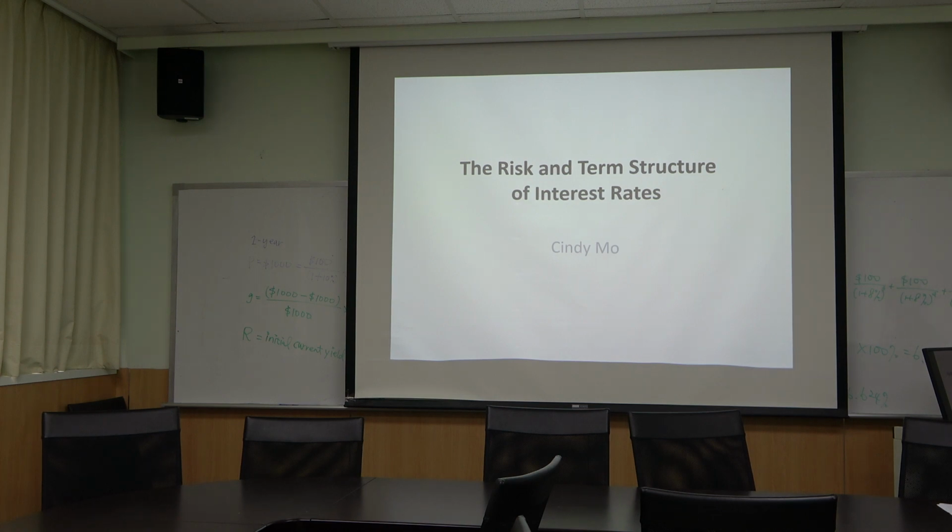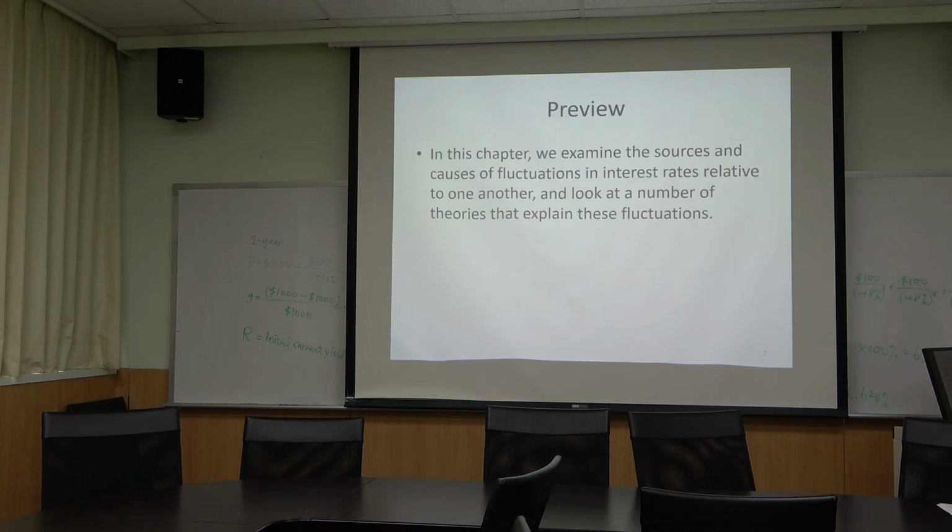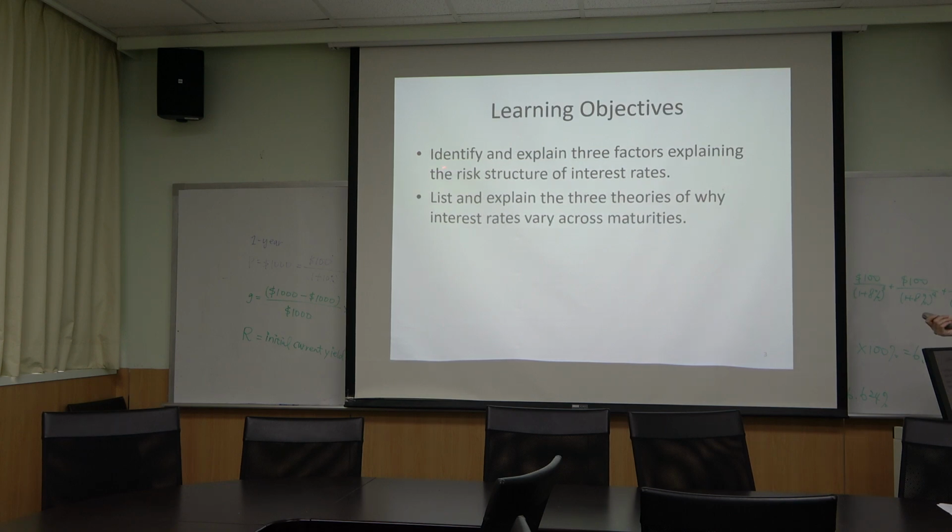So I'm going to teach you the risk and term structure of interest rates. In this chapter, we will examine the sources and the causes of fluctuations in interest rates relative to one another and look at a number of theories that explain these fluctuations. And I'm going to identify and explain 3 factors explaining the risk structure of interest rates and explain the 3 theories of why interest rates vary across maturities.